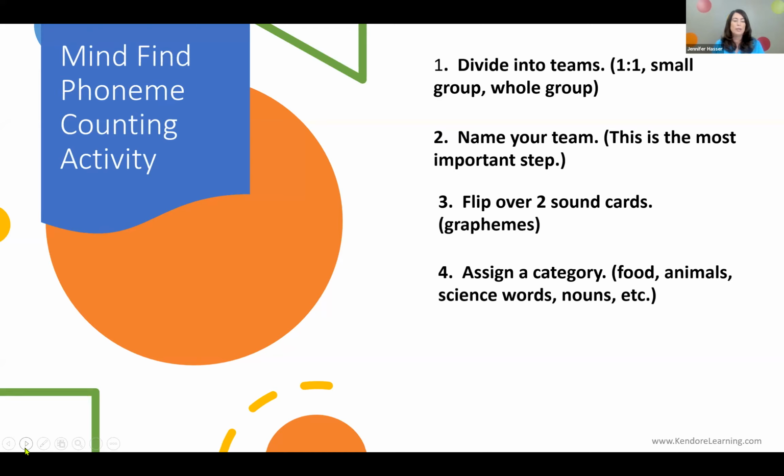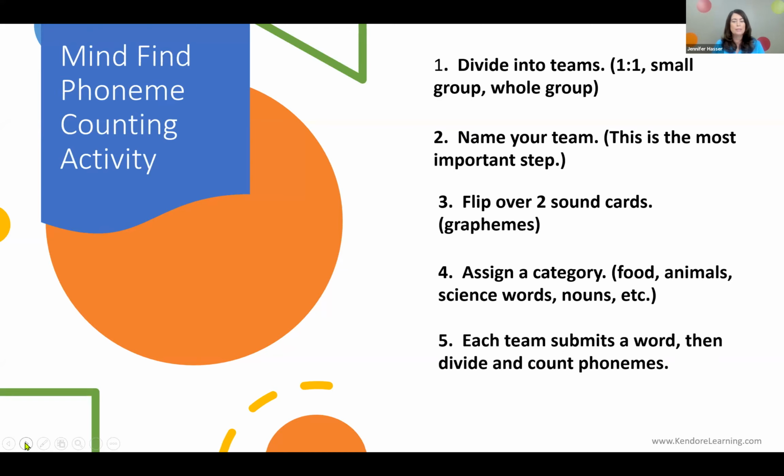We are just doing a phoneme and vocabulary activity. Each team is going to submit a word, then we're going to divide and count the phonemes. And then of course the team with the most points wins. So let me show you how we do that.